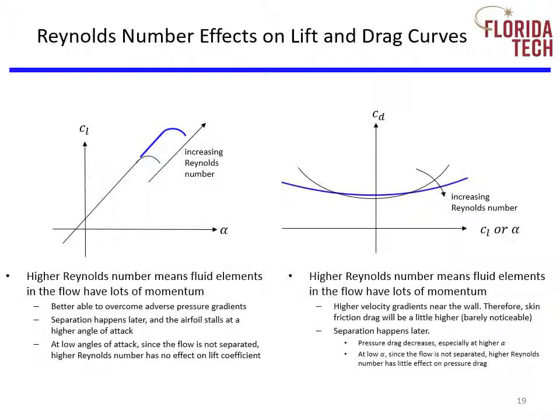However, the effect of Reynolds number on the pressure drag is significant. A flow with a higher Reynolds number means the fluid elements in the flow have more momentum. This means they are better able to overcome adverse pressure gradients. This means separation happens later. At low angles of attack, since the flow is not separated to begin with, a higher Reynolds number has little effect on pressure drag. However, at higher angles of attack, the higher Reynolds number delays separation and therefore reduces the pressure drag. The result is the drag polar flattens.